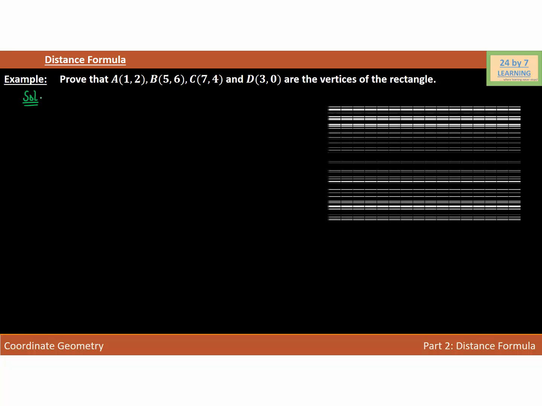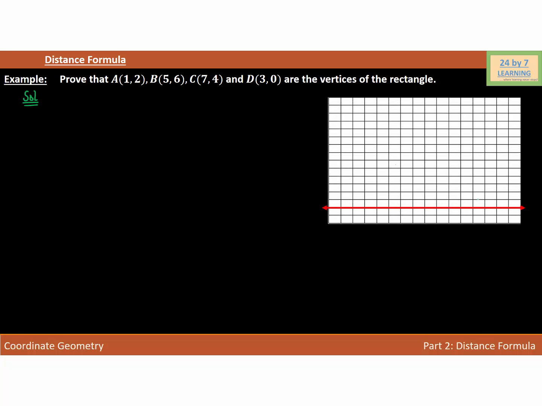Example: prove that A(1, 2), B(5, 6), C(7, 4), and D(3, 0) are the vertices of a rectangle. In order to prove whether these coordinates are the vertices of a rectangle, I'm going to consider a graph and then graph all these points. So this is my graph. Let this be my x-axis and let this be my y-axis.